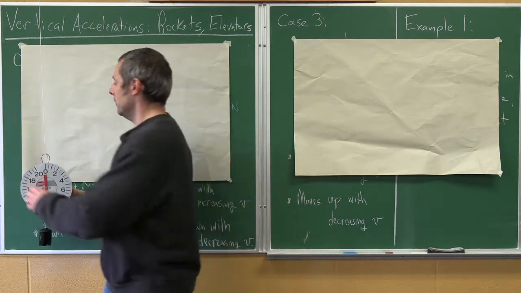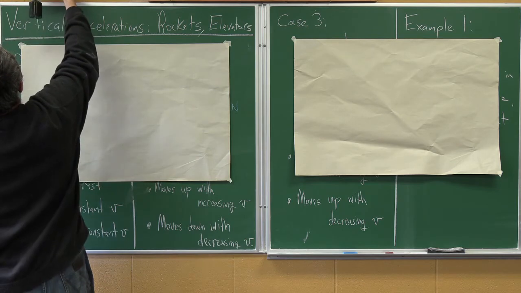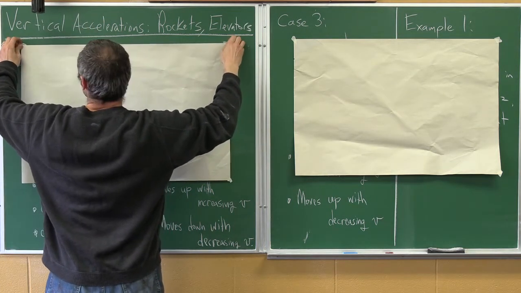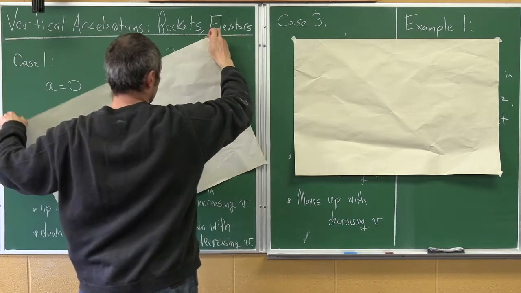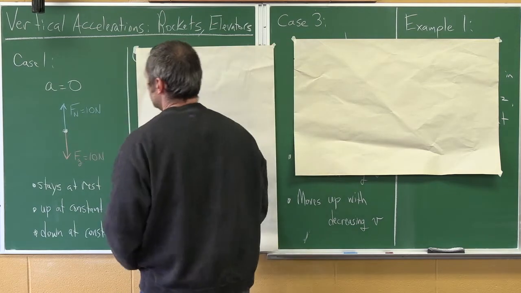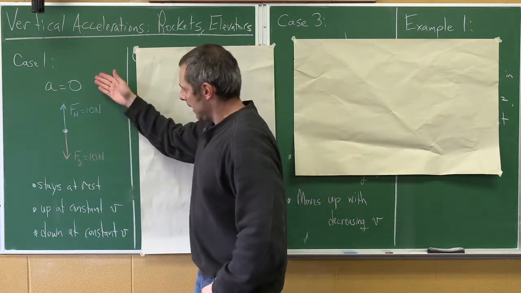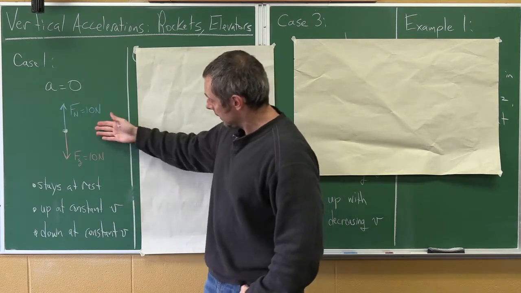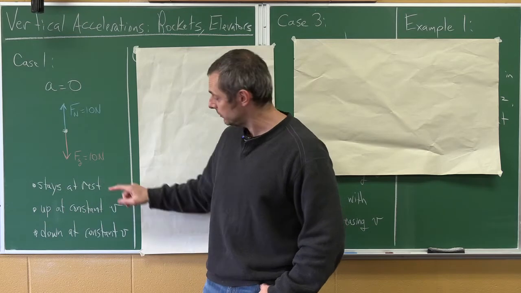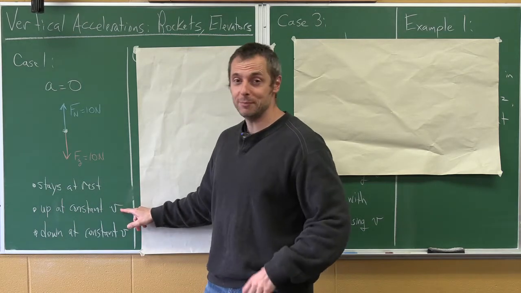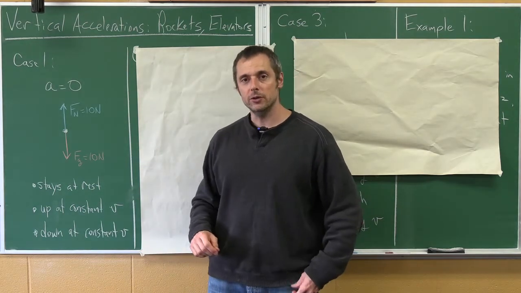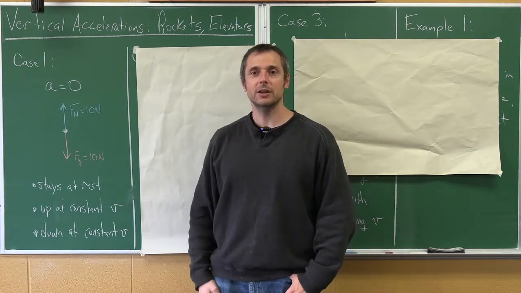Okay? So let's jot that essential information down. Case 1, a equals 0. The forces have to balance, 10 and 10, and that means, yes, it could be at rest, or it could be moving up at a constant velocity or down at a constant velocity, as I said. So let me pause the video, give you a chance to catch up copying this down.